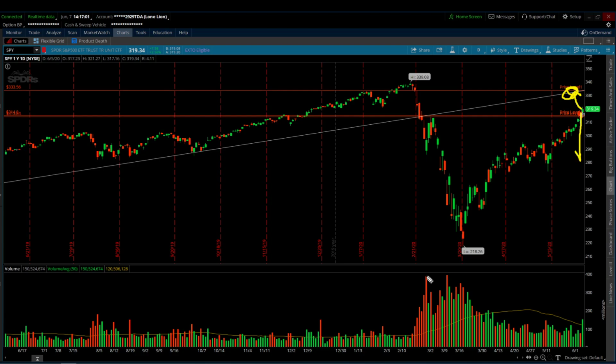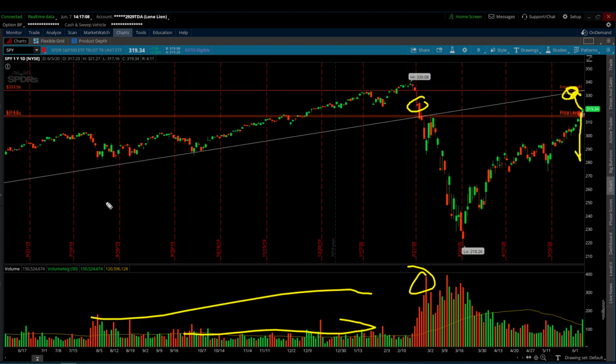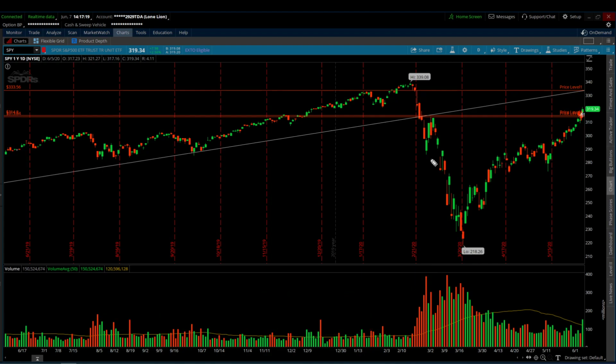But when I saw this, I knew something's wrong, right? Low volume. It looks like it was climbing up, taking the stairways up, and it just took the elevator down. So yeah, it's good to lock those profits in, if you're a trader and everything like that. If you're a long-term investor, I guess stay invested and buy the dips, whatever your plan is, stick to that.